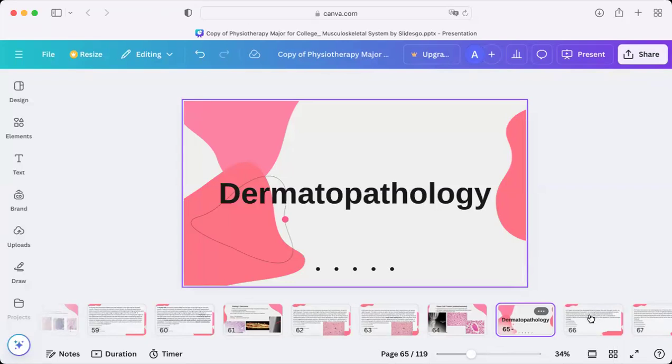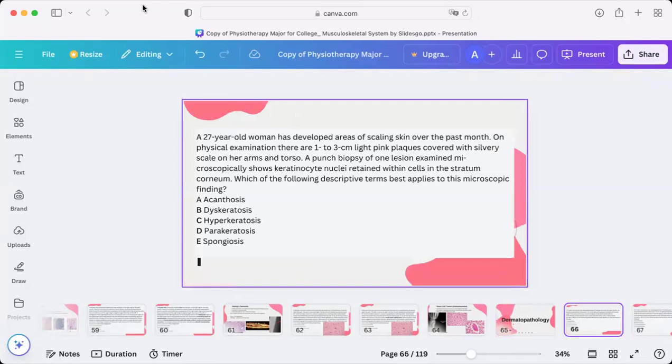I hope everyone's back. So our first question, we have a 27-year-old woman that has areas of scaling skin over the past month. On physical examination, there are 1 to 3 centimeter light pink plaques covered with silvery scale on her arms and torso. A punch biopsy of one of the lesions examined microscopically showed keratinocyte nuclei retained within cells in the stratum corneum. Which of the following descriptive terms best applies to the microscopic finding? This sounds very low yield, but weirdly enough, it's pretty high yield, at least for uni exams. Good job, MSA development.